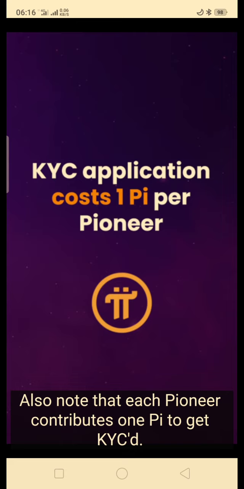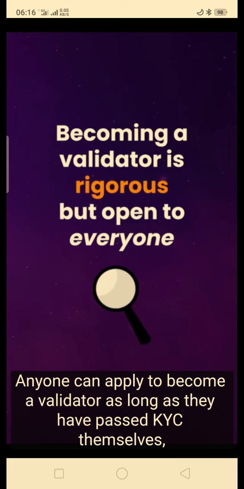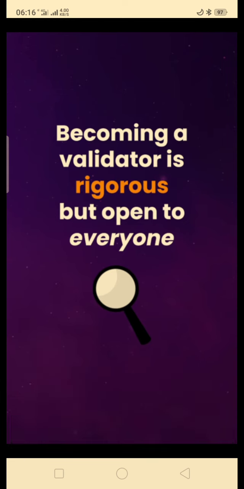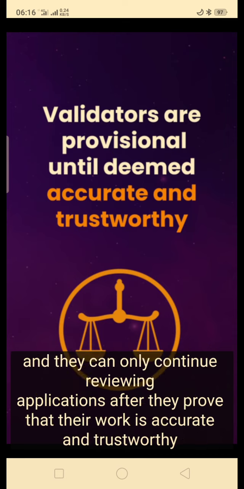Also note that each pioneer contributes one Pi to get KYC'd. This Pi is pooled and given to the human validators for their work. Anyone can apply to become a validator as long as they have passed KYC themselves. But the process to get approved is quite rigorous and looks at many different factors. Moreover, even when a pioneer is admitted to the program, they are initially only provisional members, and they can only continue reviewing applications after they prove that their work is accurate and trustworthy.